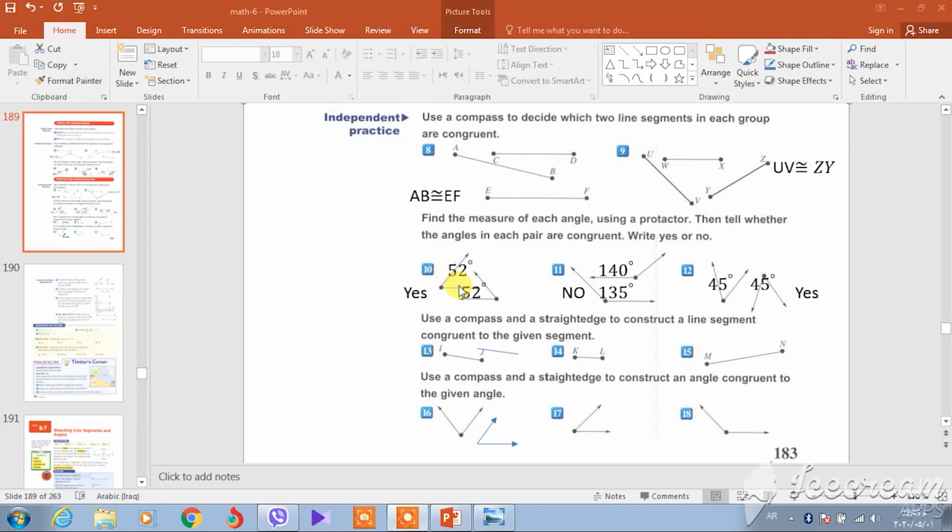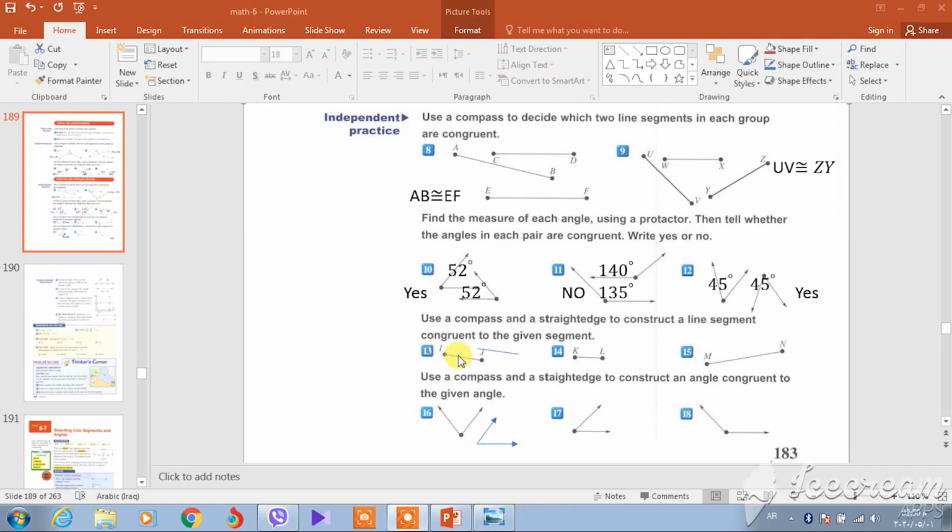We have this angle with 52 degrees, and another angle is also 52 degrees. After I use a protractor, I know this measure equals 52 also, so these angles are congruent, and I write yes. In another we have 140 degrees, and in this angle we have 135 degrees, so they are not congruent, and I write no. There we have 45 degrees in this angle, and in this angle we have 35 degrees, so I write no, these are not congruent angles.